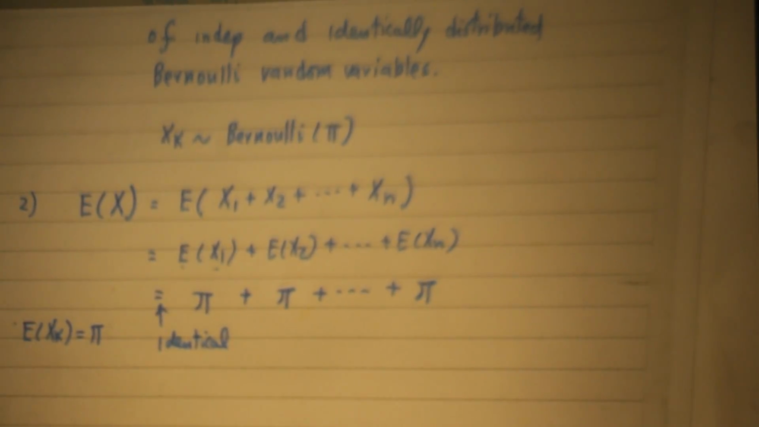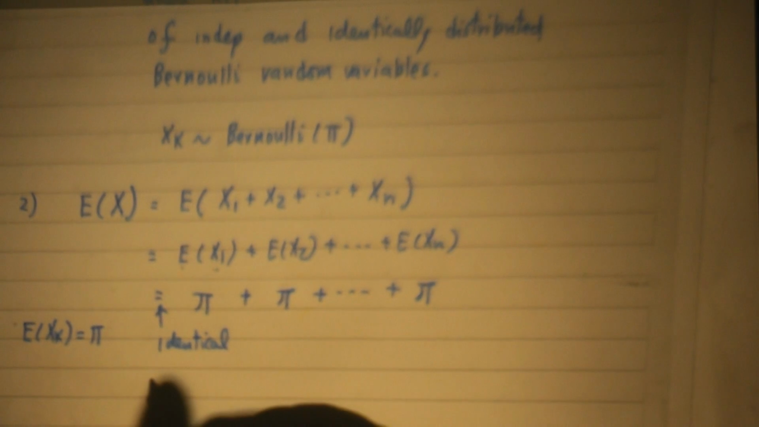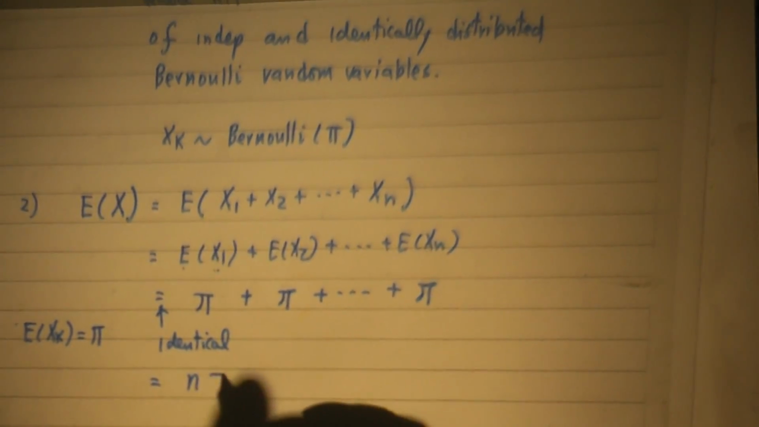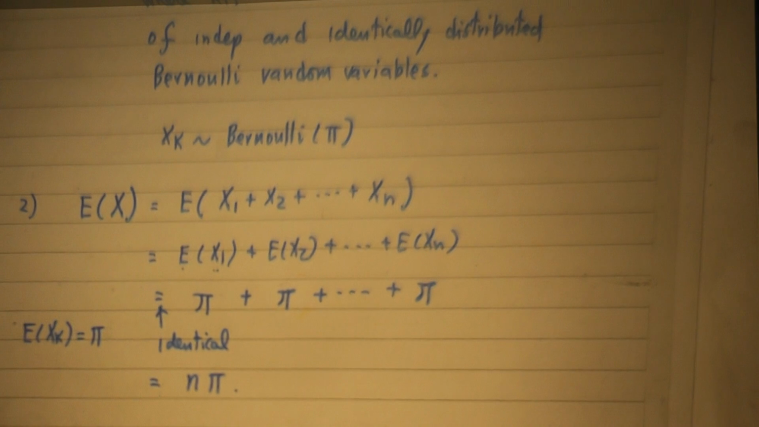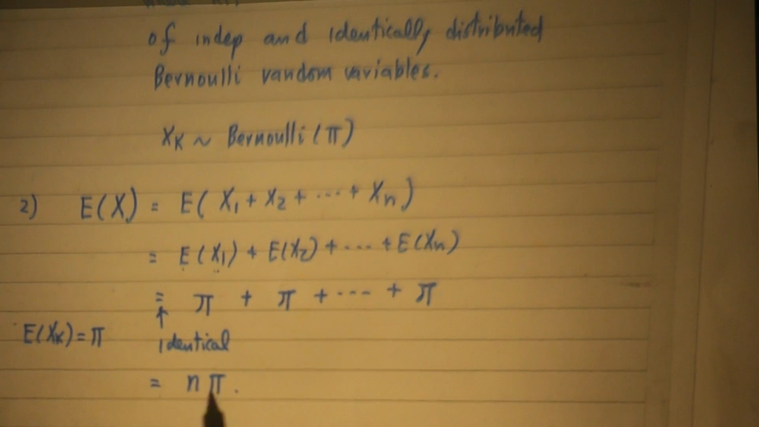So far so good? They are identical. So how many of them? N of them. So it's n pi. So the mean of what? A binomial random variable is n times pi. N is the number of Bernoulli trials. Pi is the chance of getting success.